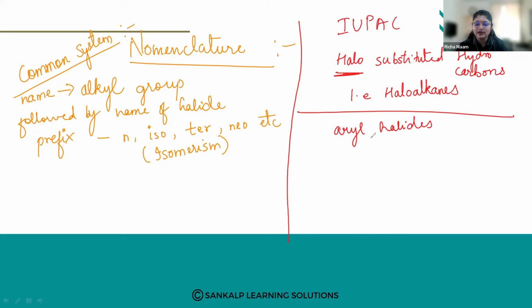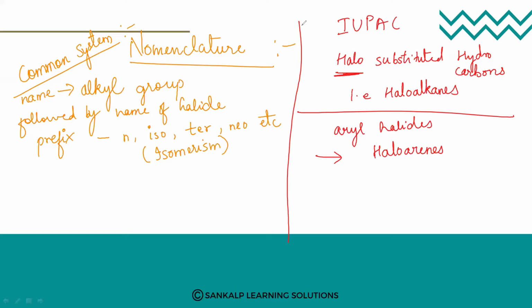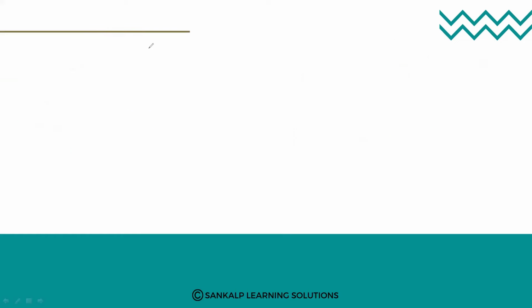Both the IUPAC name as well as the common name are derived as haloarene itself. Now we'll see this in a tabular form. I'll write the structure, then the common name and their IUPAC name. So try to give the name of that. What is this structure? CH3, CH2, CH2, Cl. I'll keep on writing, and you can answer.